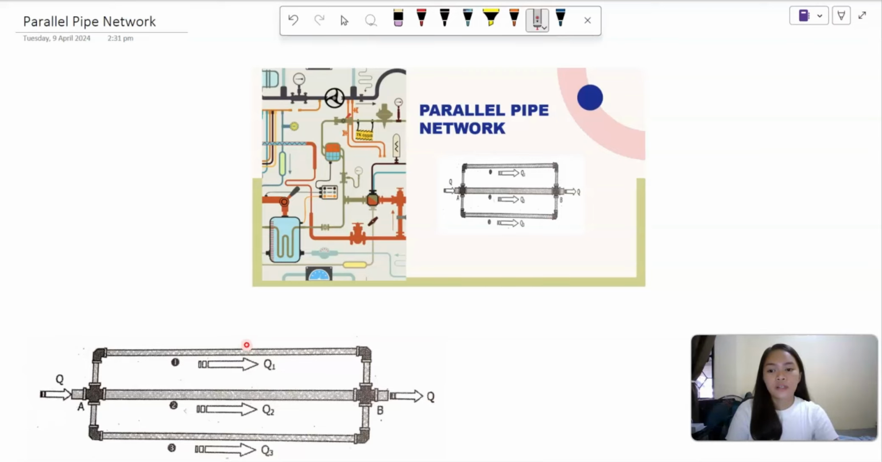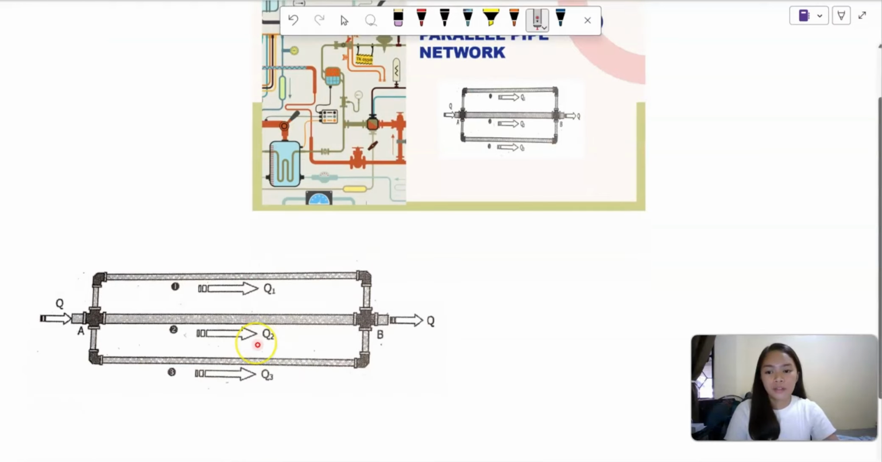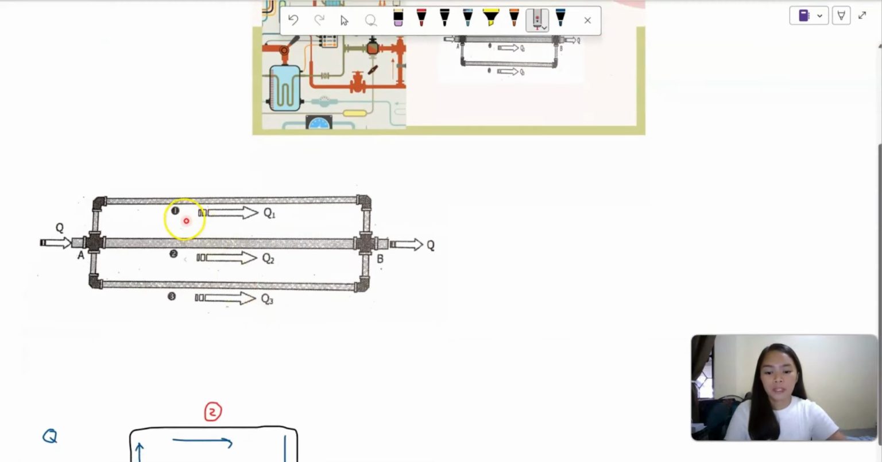To better understand, we have here an illustration. From our illustration, we can see that we have three pipes. We denoted the common connecting points of the three pipes as junction A and junction B. This is pipe 1, this is pipe 2, and this is pipe 3, which are connected in parallel.